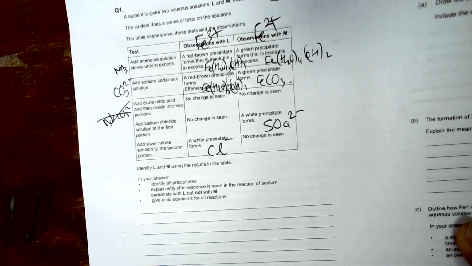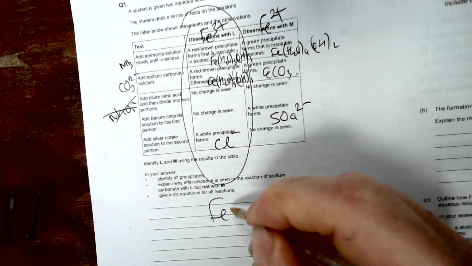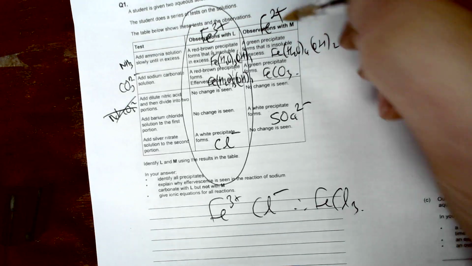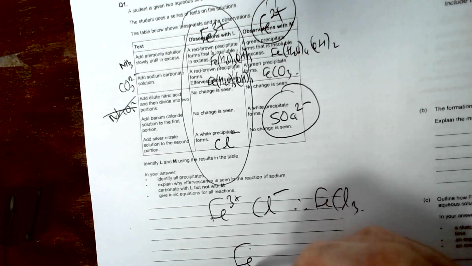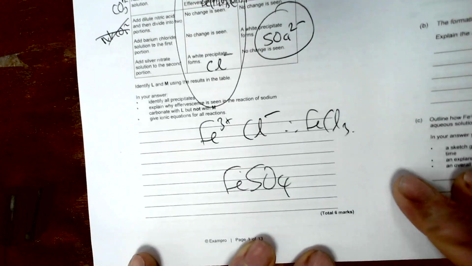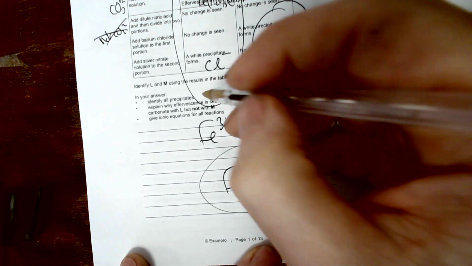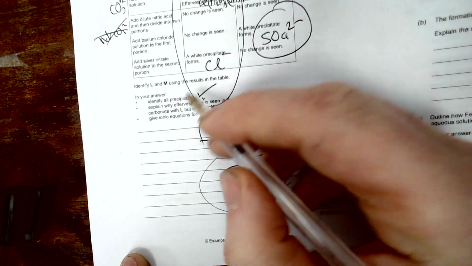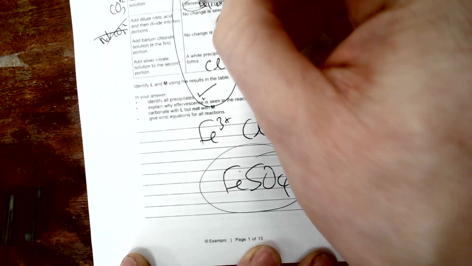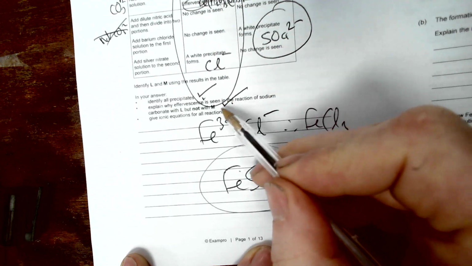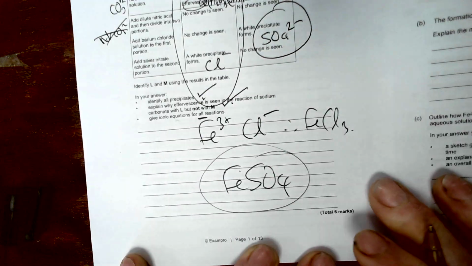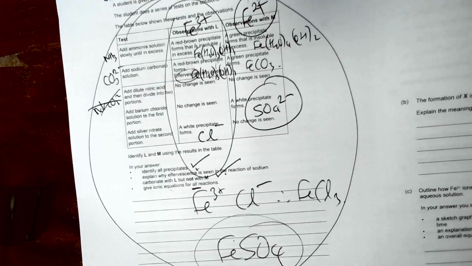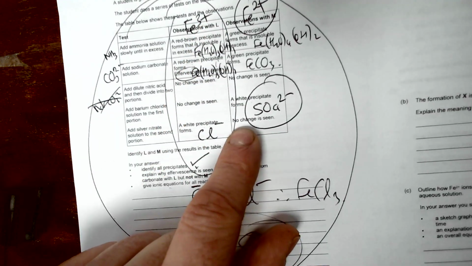So I've gone through all of those, and I now know that this chemical must have had iron 3+ and chloride, therefore it is FeCl3. This is iron 2+ and sulfate, therefore it's FeSO4. That only gets you a couple of marks. What you've got to do is identify all the precipitates, and explain why effervescence is seen for 3+. You get fizzing here, but not here. That's about acidity and charge density. Give ionic equations for all reactions. You've got to practice this question. Alright? So you'll notice it's got Cu, Fe and Al, and it's also got ion tests.